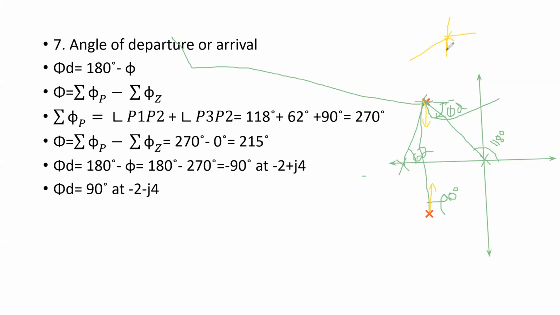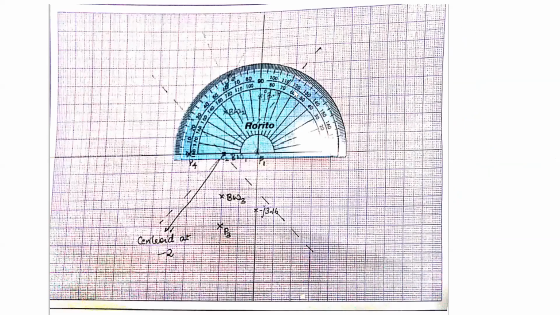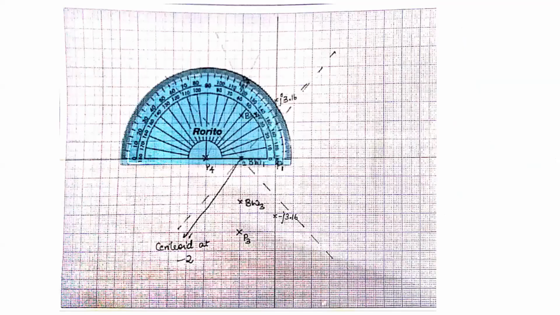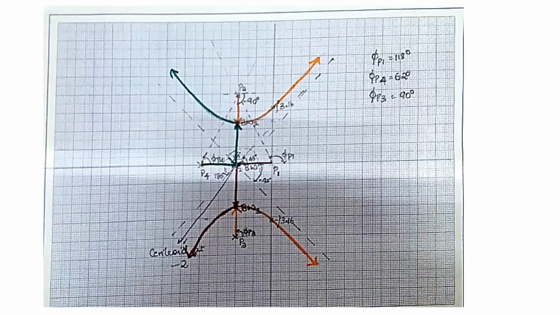So all this we have to find out. So we will assume it is making an angle of 90 degrees. Then after this, again, as we said, we'll have to calculate the angle from the different poles, then find the angle of departure, and this will be the final root locus.